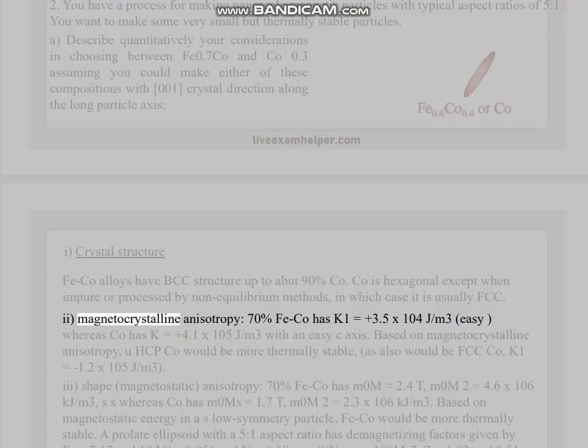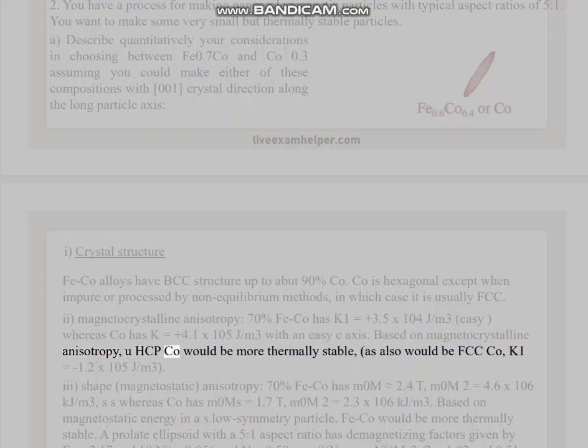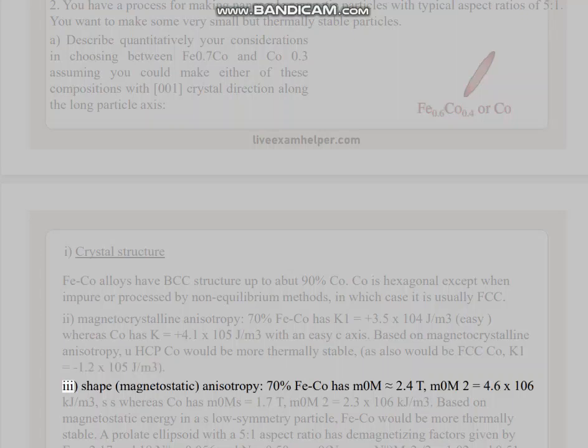2. Magnetocrystalline anisotropy. 70% Fe-Co has K1 equals plus 3.5×10^4 J/m³ easy, whereas Co has K1 equals plus 4.1×10^5 J/m³ with an easy c-axis. Based on magnetocrystalline anisotropy, HCP Co would be more thermally stable, as also would be FCC Co, K1 equals minus 1.2×10^5 J/m³. 3. Shape, magnetostatic anisotropy.